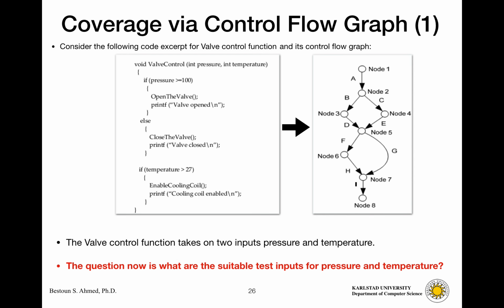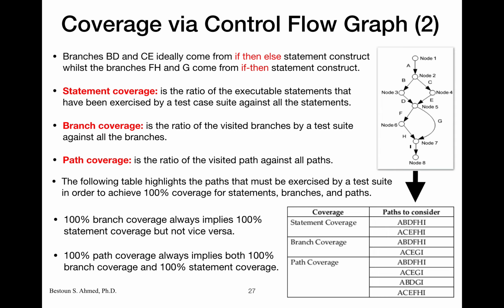Now if I decide to cover this control flow graph, I have different kinds of coverage, and I have to decide which kind of coverage I want to go with. Then I will design a set of test cases to cover that coverage criteria that I specified for myself. Okay, I will start from the bottom, from the path coverage.